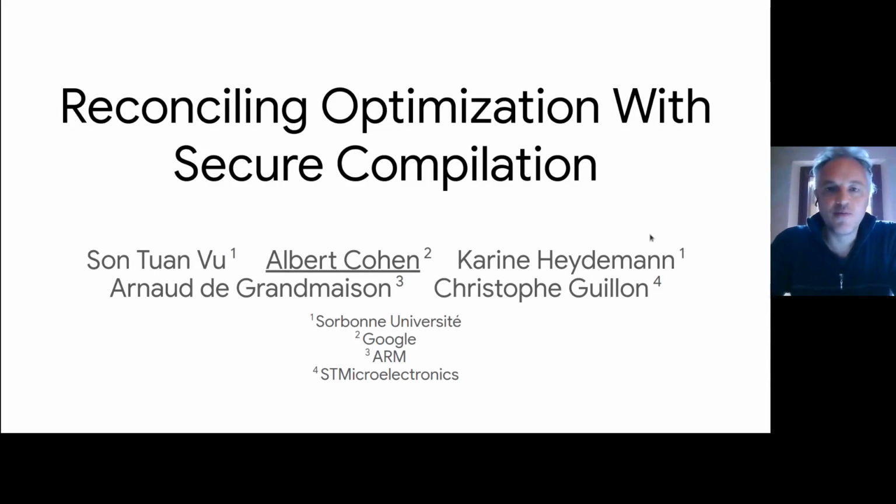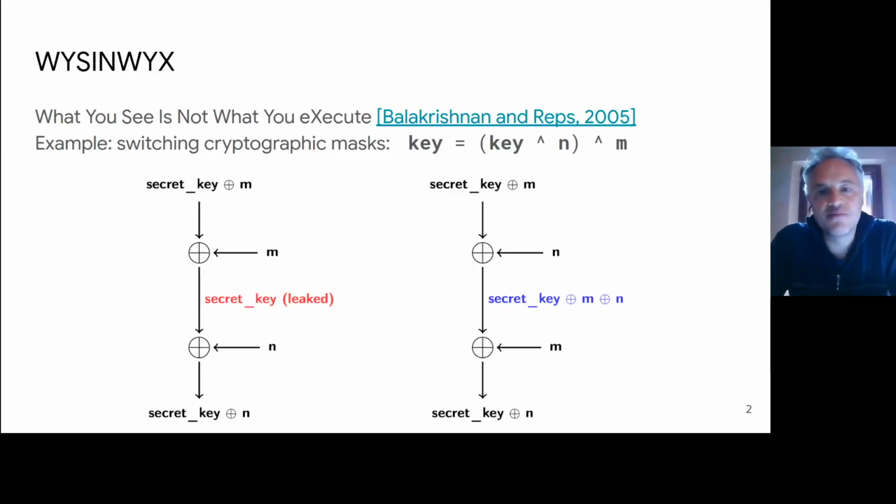I would like to present some work on the interference between compiler optimizations and the properties of secure applications. This is joint work with colleagues from Sorbonne Université, ARM, and ST Microelectronics. So let's look at a very simple example.